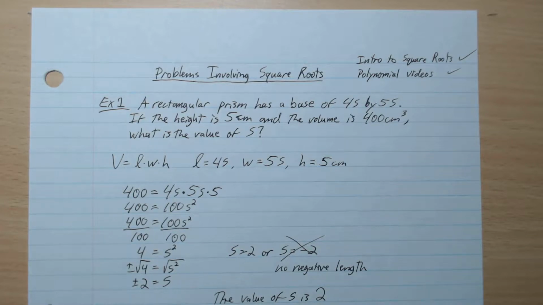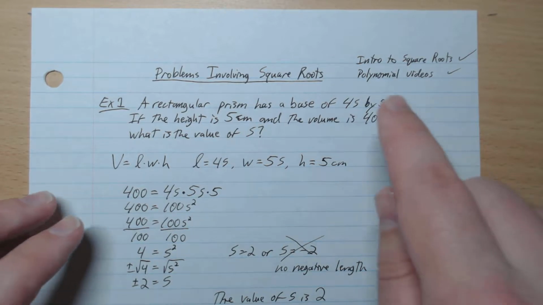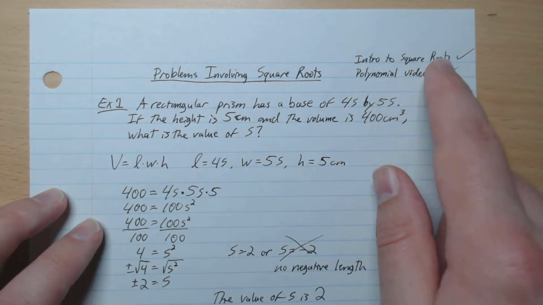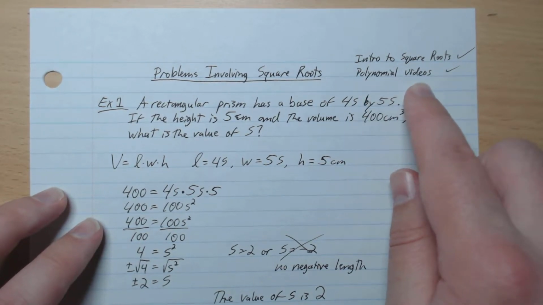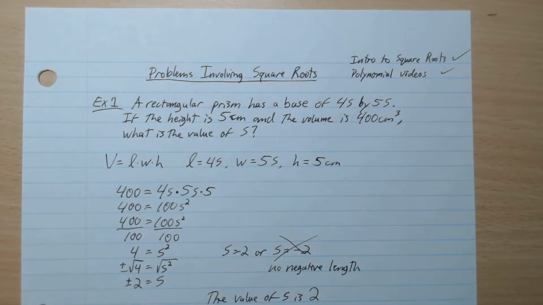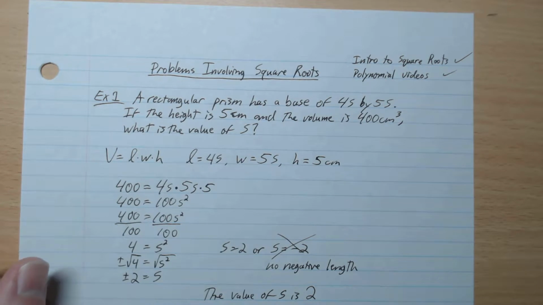Hi everyone, welcome back. Today we're going to look at problems that involve square roots. If you've completed the previous videos, Intro to Square Roots and the polynomial videos, this lecture will be a lot easier for you. So example 1, a rectangular prism has a base of 4s by 5s.